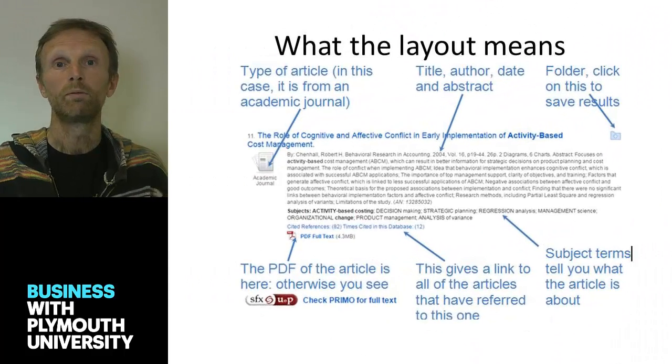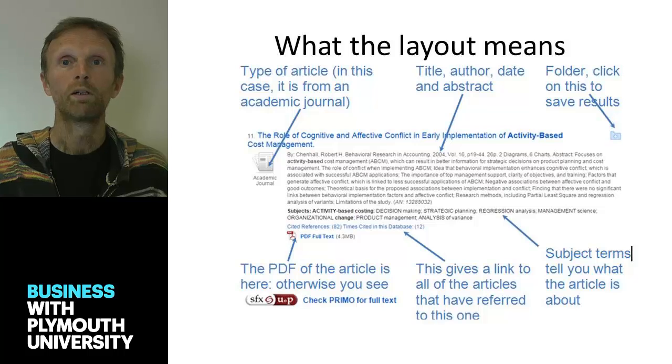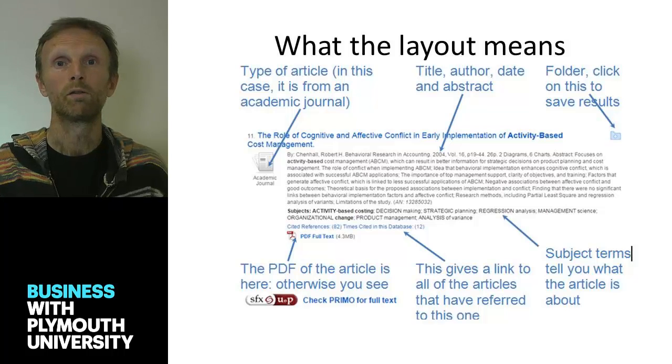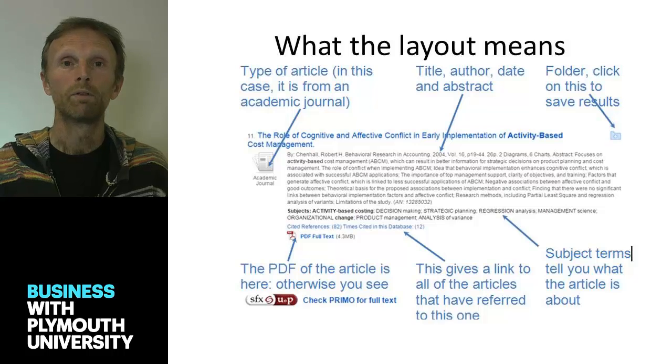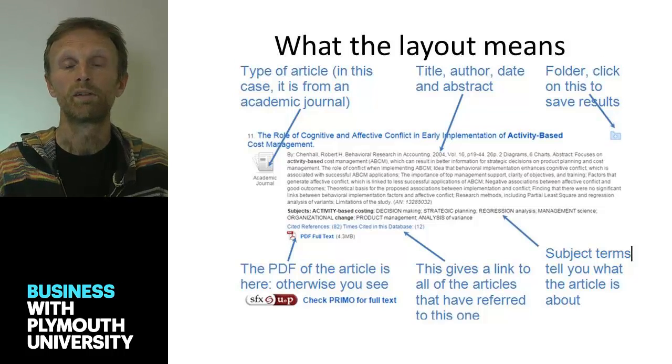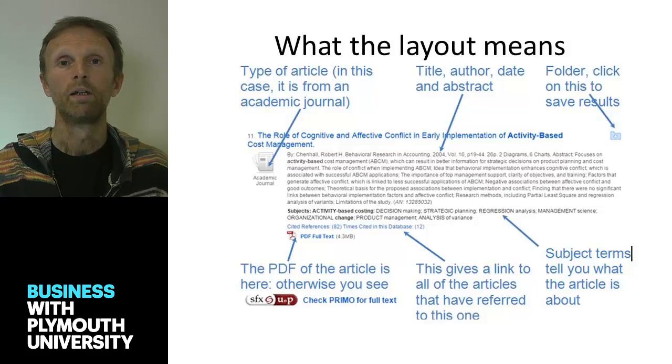This is an example of what a record looks like. So we move clockwise from the top left. First is the type of article. This is useful, it allows you to assess how accurate an academic source is, so by third year you should be using academic journals. Next one along is the title, author, date and abstract. You read these to decide if you want to save the article for later.